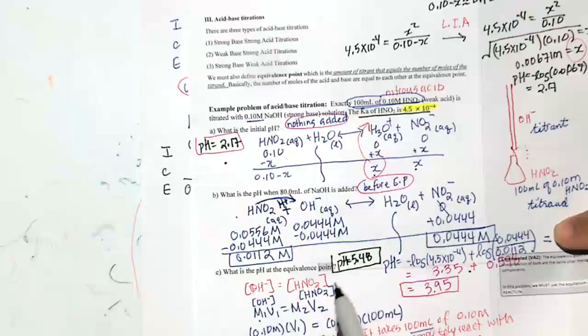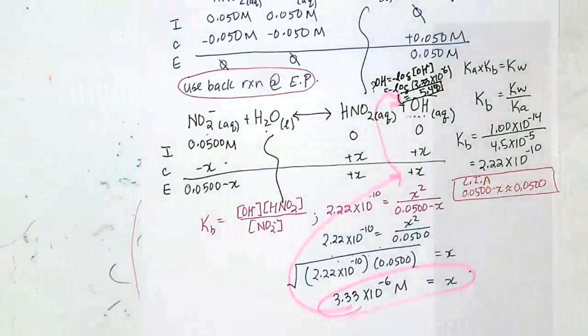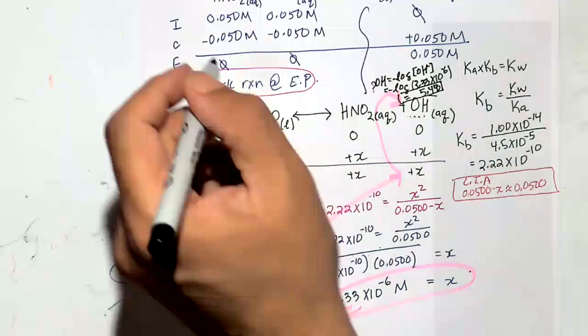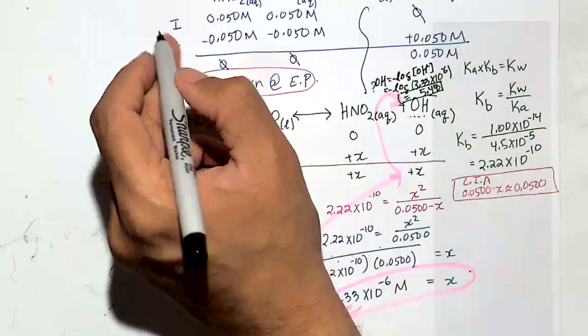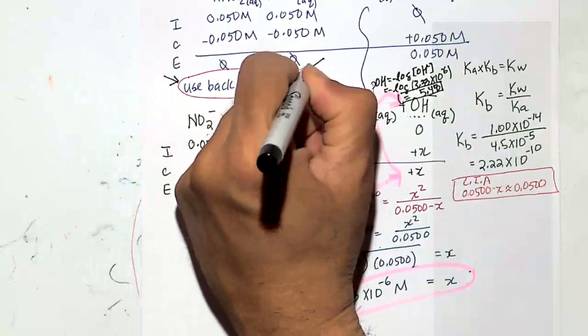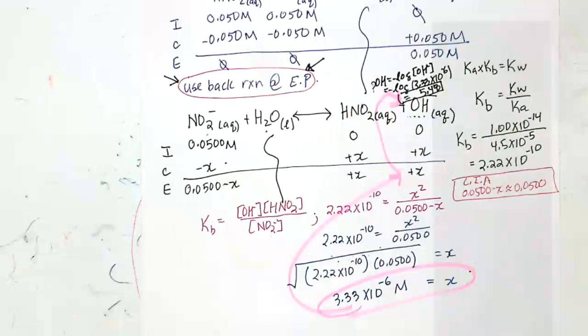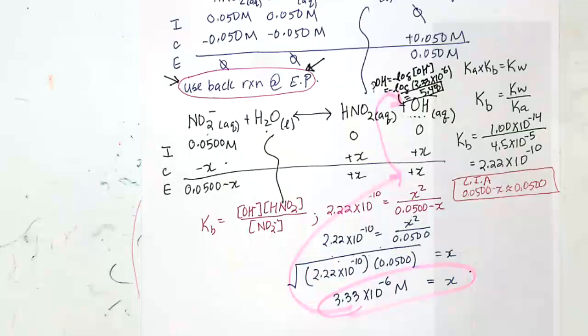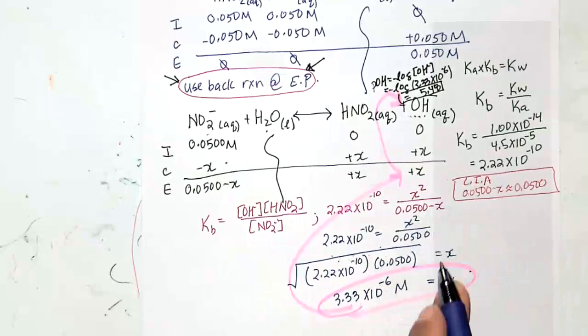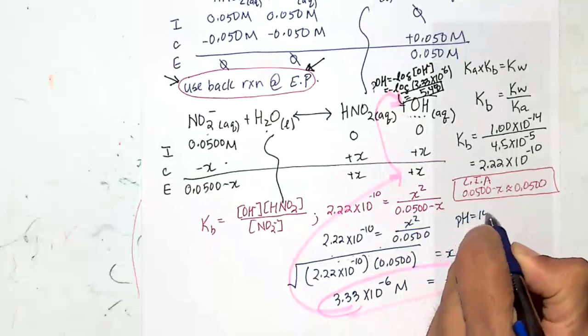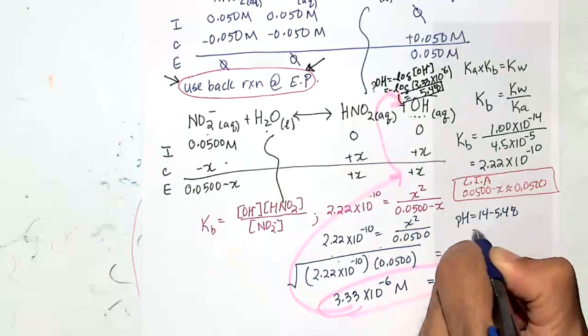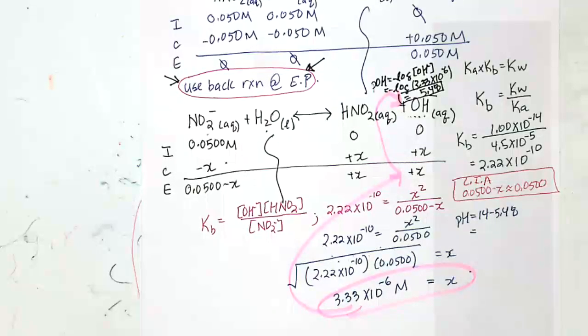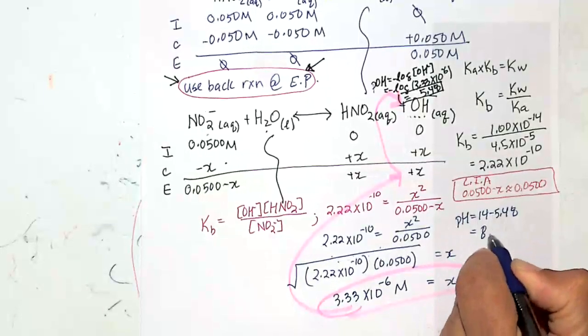2.17, 3.95, 5.48. This is what happens when it's at the equivalence point. What will you use at the equivalence point? You're going to use the back reaction. Oh, wait a minute. That's not the right answer. What is the right answer? Oh, I'm so stupid. So the pH is going to be 14 minus 5.48. No, wait, that doesn't sound right. 8.52.